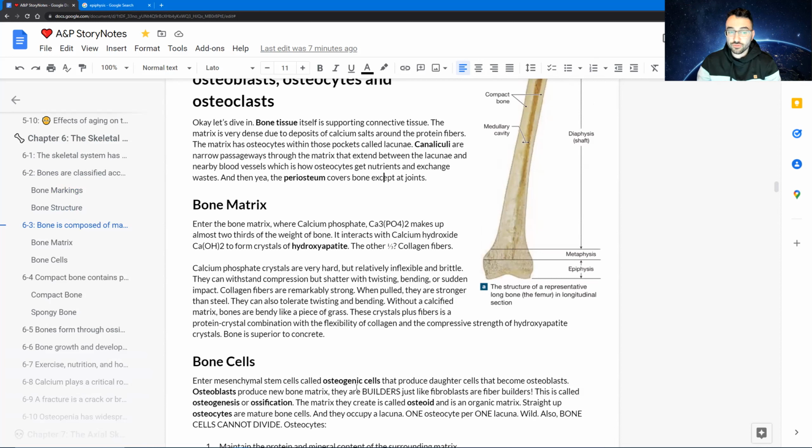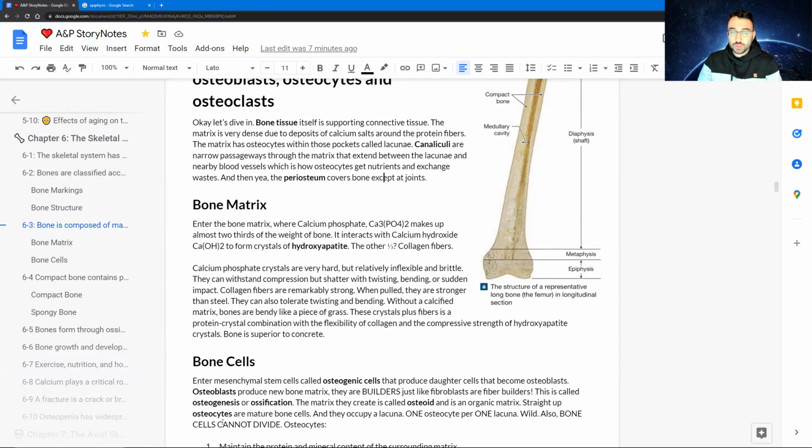Okay, so collagen fibers, as we know, are remarkably strong. As we learned before, when pulled, they are stronger than steel. They can also tolerate twisting and bending. If you have even a chicken bone, try to twist it or pull it, nothing's really going to happen. But snap it in half, even like a wishbone, and that thing's going to break pretty easily.